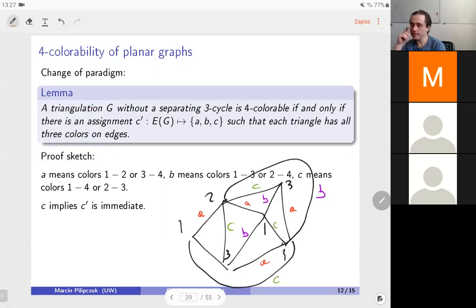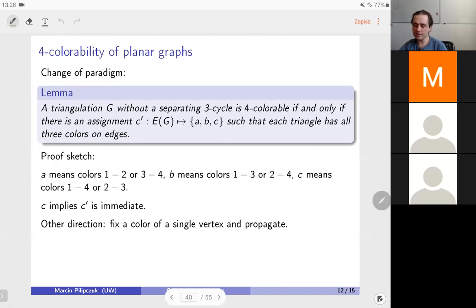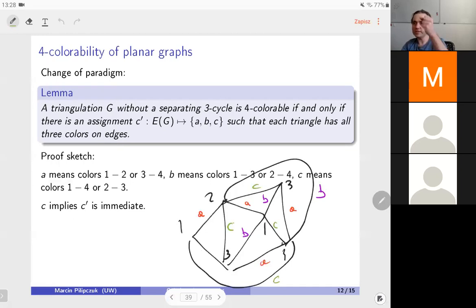Okay, and now it's obvious that on a triangle you get 3 different letters, because these are 3 different pairings of the colors. And in the other direction, if you have the edge coloring, then you get a proper 4-coloring of the graph. It's just the observation that the colors 1, 2, 3, 4 are symmetric, so just take a vertex and put some color there, and then just propagate along the edges.